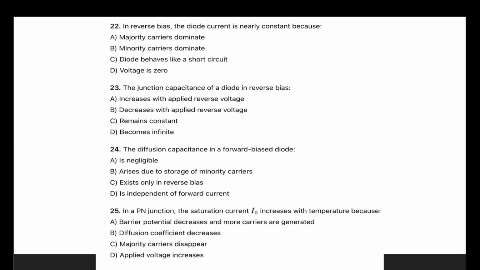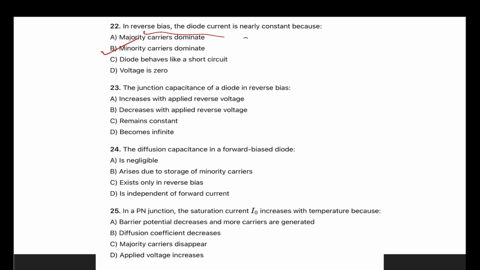In reverse bias, the diode current is nearly constant because: option A, majority carriers dominate; option B, minority carriers dominate; option C, diode behaves like a short circuit; option D, voltage is 0. In the case of a reverse biased diode, the current is mainly due to the minority charge carriers. So the answer is option B.